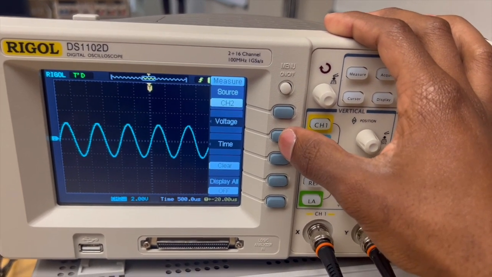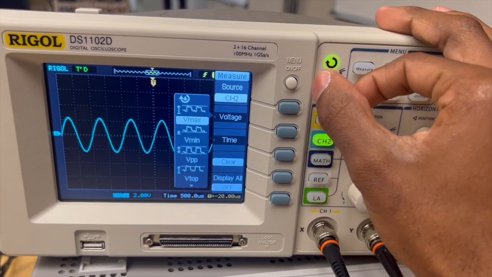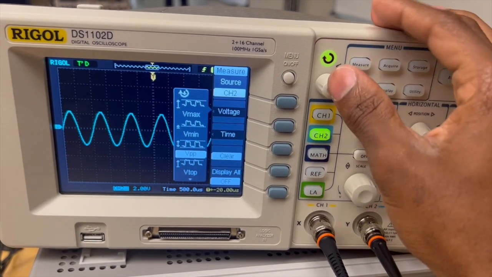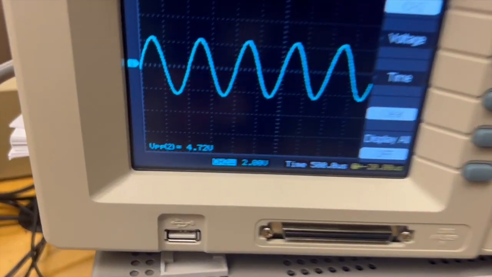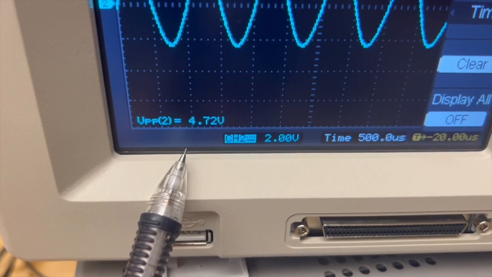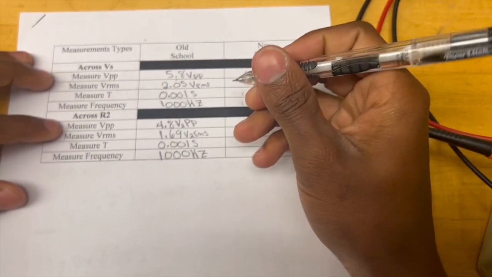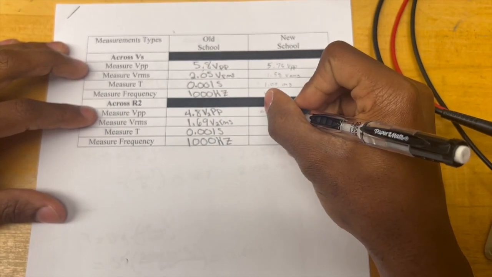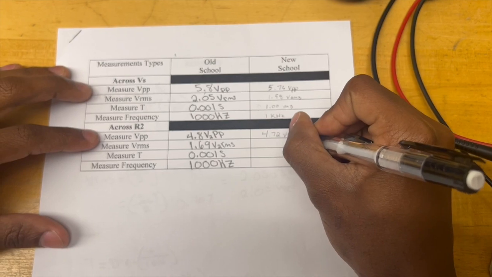Voltage peak to peak is under voltage, so we're gonna click voltage, and we're gonna scroll down till we find voltage peak to peak, which is right here. And we're gonna click that, and it's gonna give us some information, which is our 4.72 volts peak to peak. And come down here and record that information down. 4.72 voltage peak to peak.